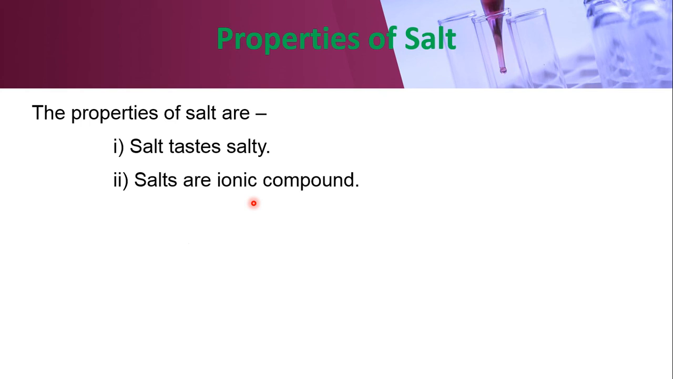For example, sodium chloride, here sodium ion positive ion and chloride ion negative ion. Potassium sulfate, here potassium ion positive ion and sulfate ion negative ion. So, in every salt there is one positive ion and one negative ion. So, salts are ionic compounds.